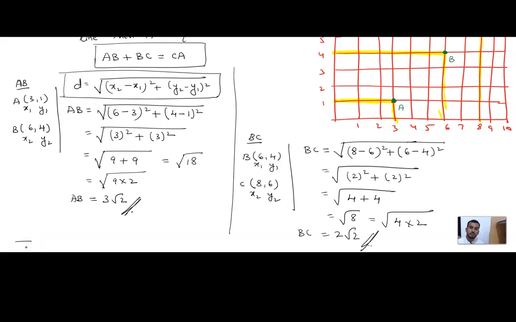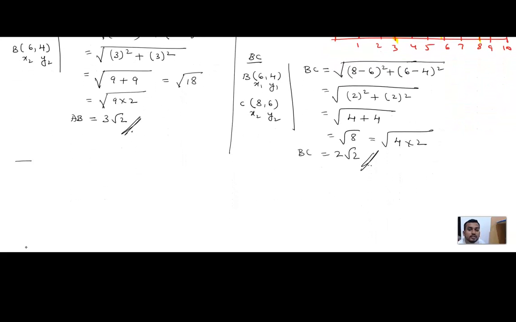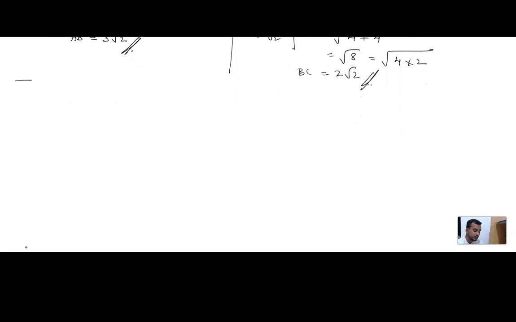So we got AB, we got BC. Now what do we need to find? That is AC or CA. So shall we find that? Yes. If you want, you can take AC or you can take CA. It's up to you. No problem. If you want CA, you can take CA itself. It's not an issue.